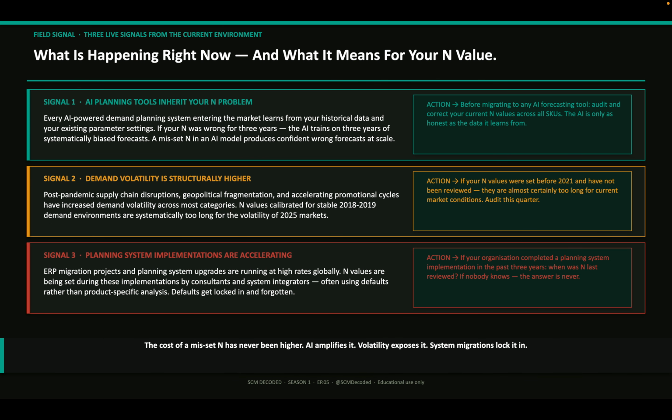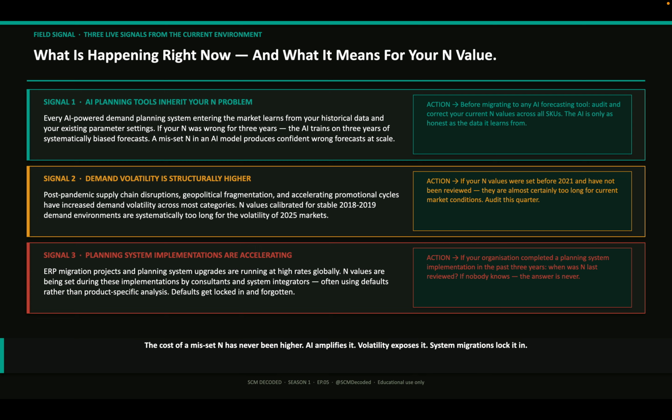Now let's see what's happening in the real world. I'll give you three signals of the current environment. You can go and look online. Every new automated planning platform being deployed learns from historical patterns and inherits whatever configuration already existed. If N has been wrong for 3 years, the AI trains on 3 years of systematically biased demand history. A misset parameter at scale, automated at speed, produces confident wrong forecasts across your entire portfolio simultaneously. Before evaluating any AI forecasting tool, audit and correct your current N values first.